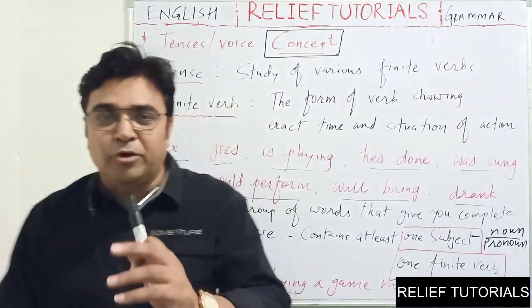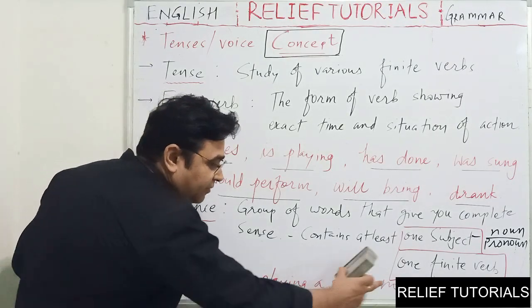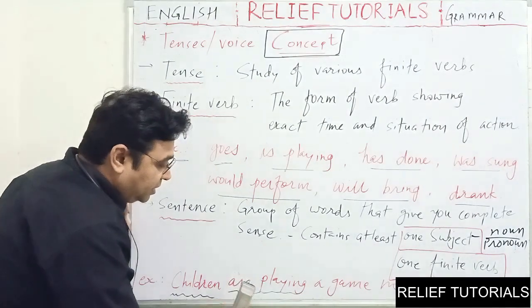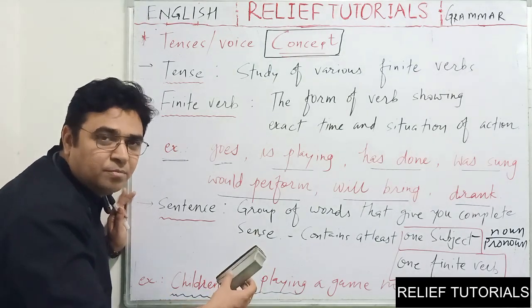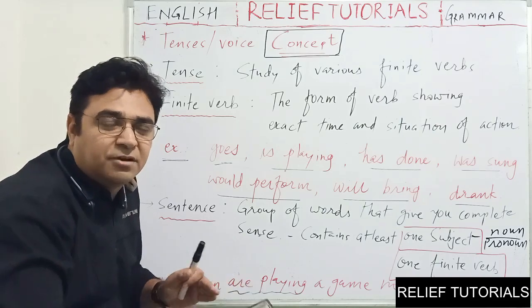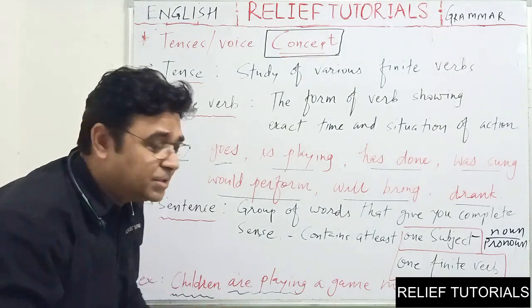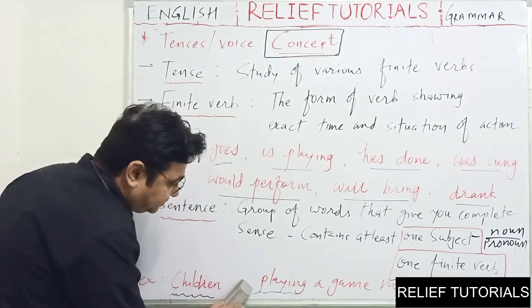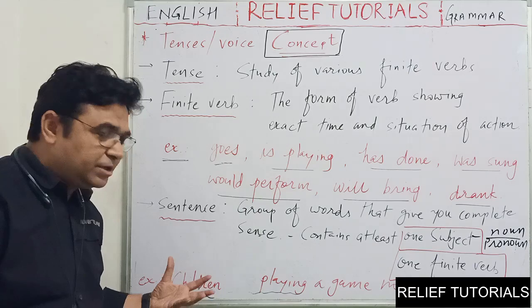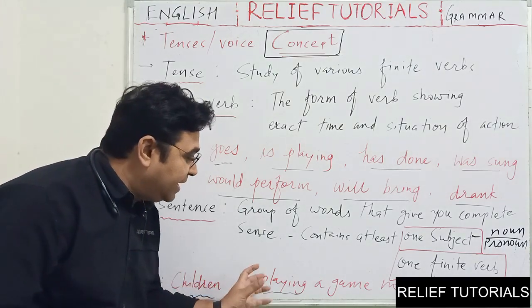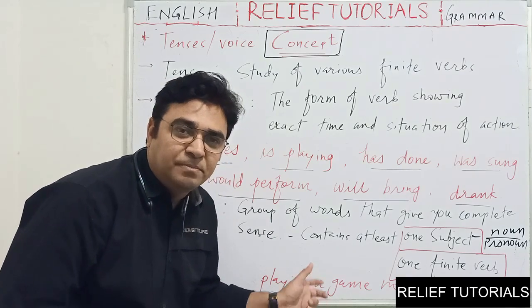Friends, one more experiment. We have subject, we have finite verb, and we have the other words. But if this finite verb is converted into a non-finite verb, that is, it is put in a way where it cannot show you the right time and situation, and does not belong to any tense, see what happens. If I remove this R, it is children playing a game now. So we know the action is done by children. We know the action, playing, is being performed. We know children playing game. We also know children playing game now.